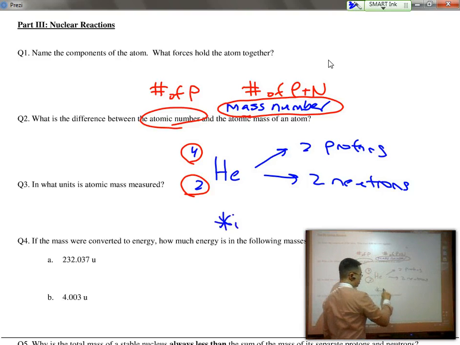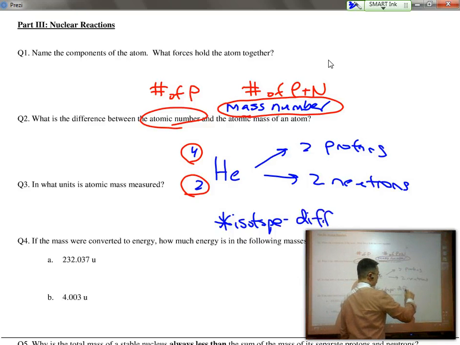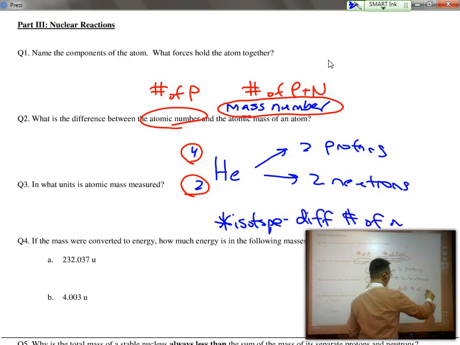So let's just write that down. An isotope has different number of neutrons.